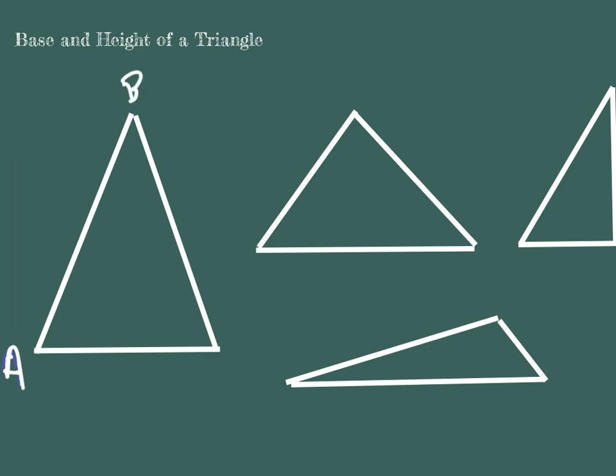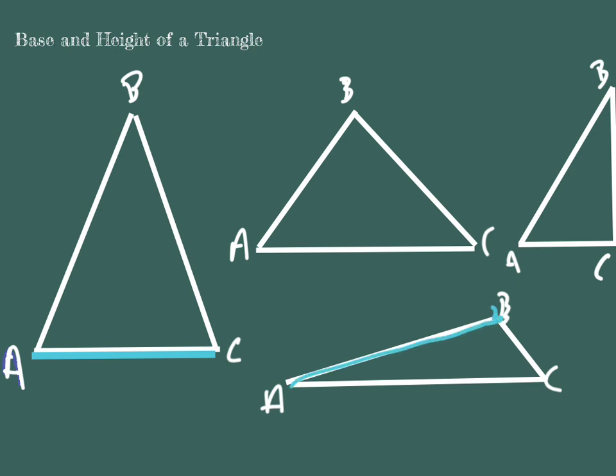A, B, C, A, B, C. That tells me which line is which. That's important that I know that. So I know that this line here is line AC because it goes from A to C. It goes from corner A to corner C. I know that this line here is AB because it goes from A to B. This line here is BC. This line here is AB.